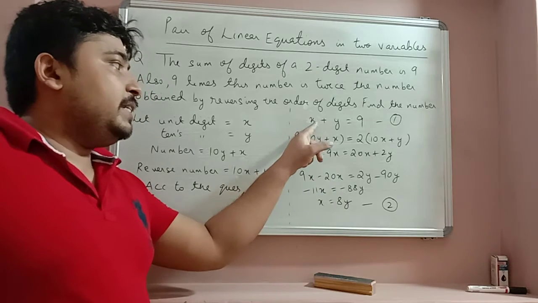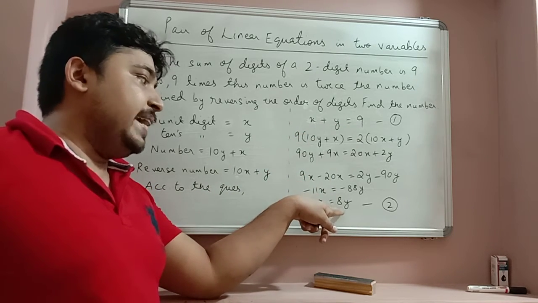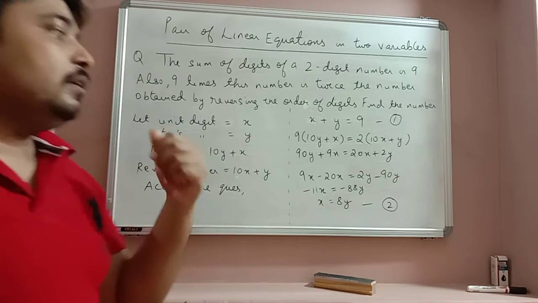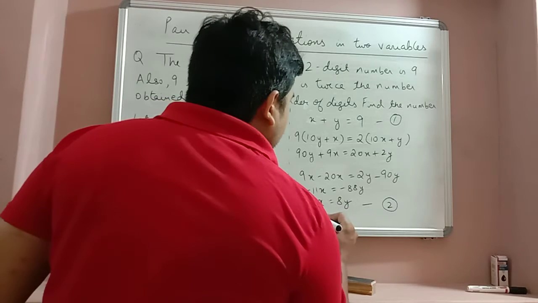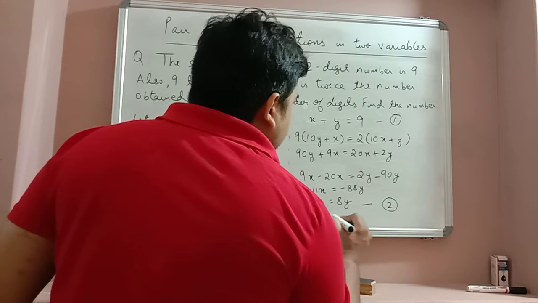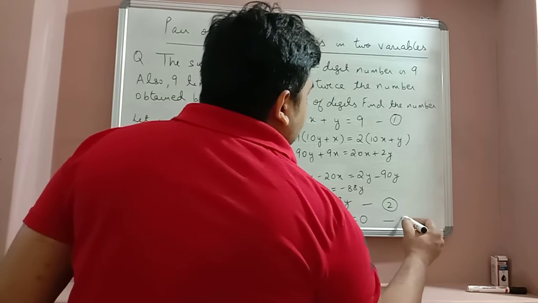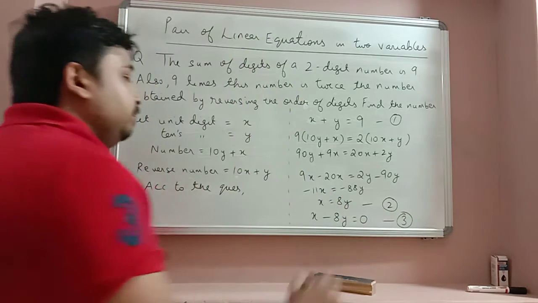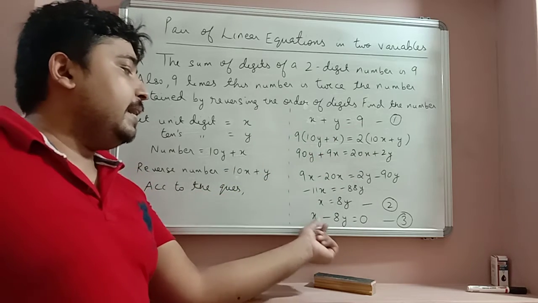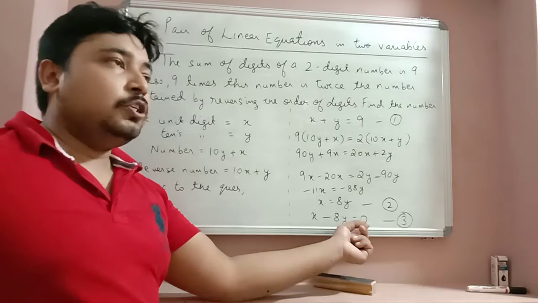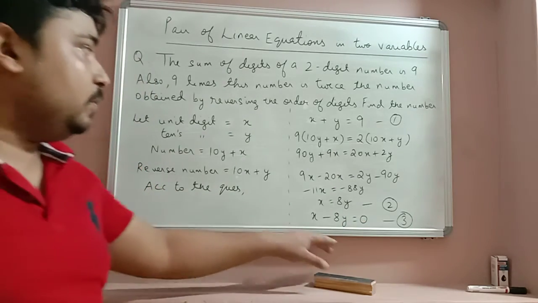So our first equation is x plus y equals 9 and the second equation is x equals 8y. Now in order to do it by the elimination method, I will just write this equation like this: x minus 8y equals 0. Let's say this is our third equation. Now we will try to solve x plus y equals 9 and x minus 8y equals 0 using the elimination method. Let's see how we can do that.